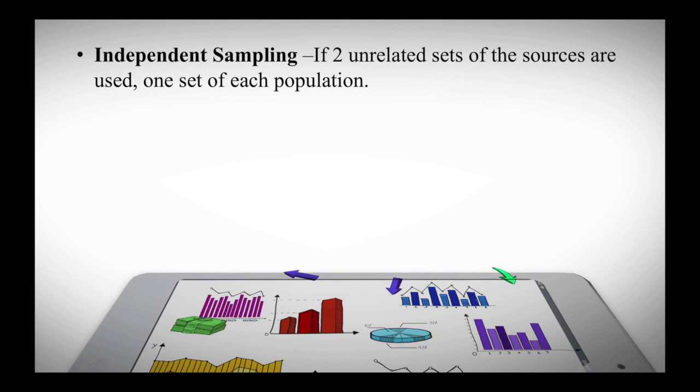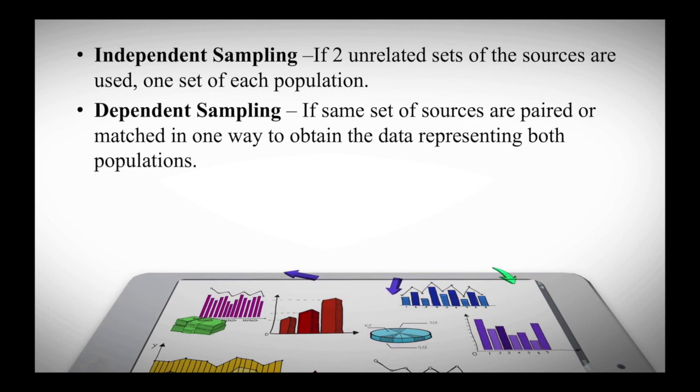Again, going to two-population hypothesis testing, I have said before regarding independent and dependent sampling. When we say independent sampling, this is if two unrelated sets of sources are used, one set for each population. And dependent sampling is when the sources or the set of sources are paired or matched in one way to obtain the data representing both populations.